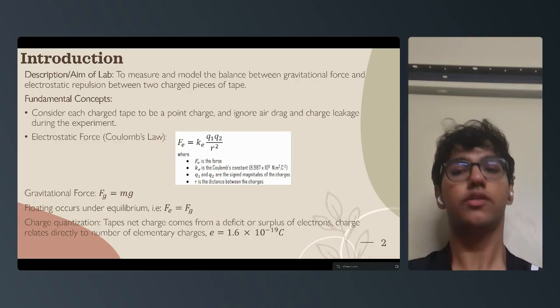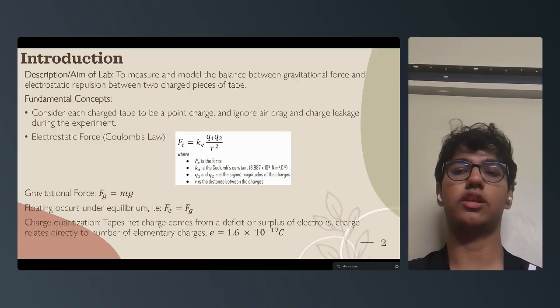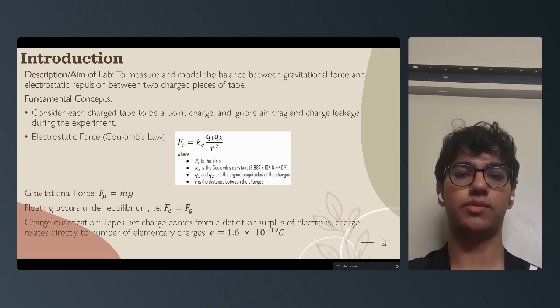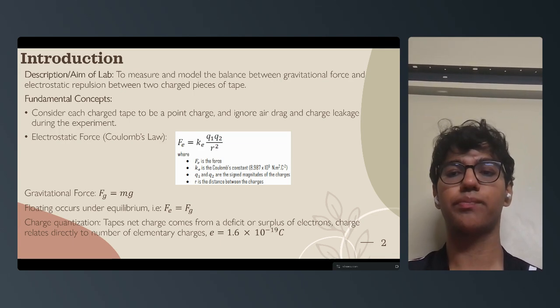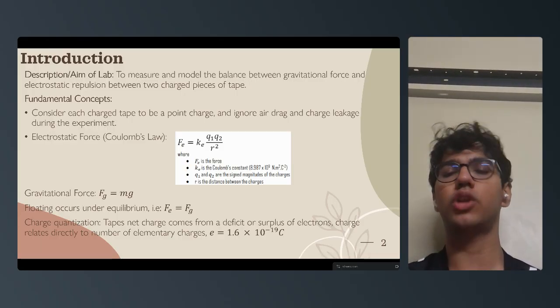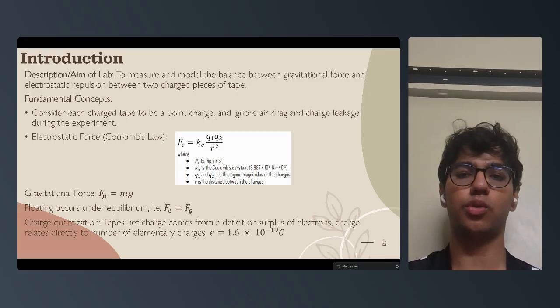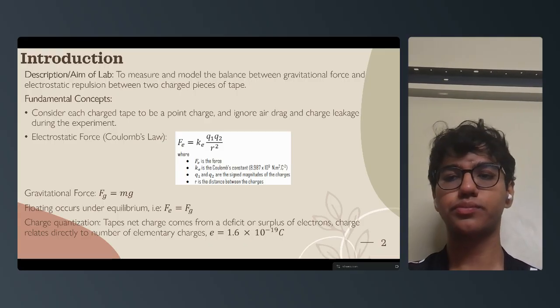One of the other fundamental forces was the electrostatic force, Coulomb's law. That is, the electrostatic force is equal to k Q1 Q2 over r squared. That's the magnitude of the electrostatic force. Gravitational force Fg is equal to mass times the gravitational constant g, which is 9.81, and floating of the charge occurs under equilibrium. That is when gravitational force equals electrostatic force.